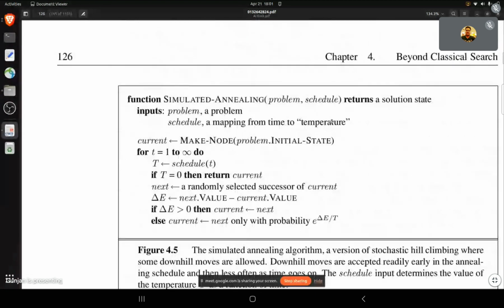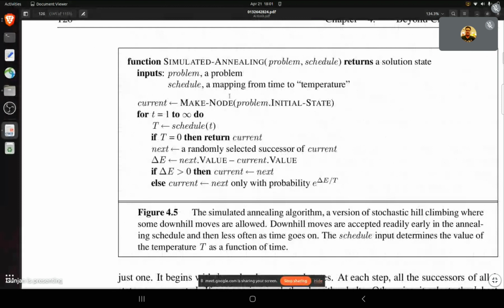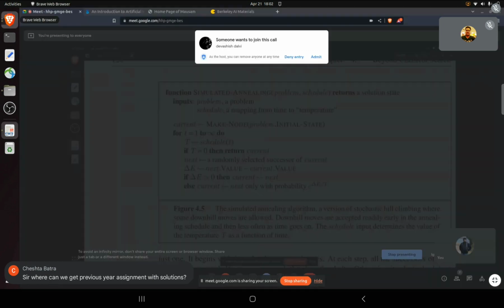In simulated annealing, you make note of this: for t equals 1 to infinity, you pick the temperature. If T equals 0, then return current. Next is a randomly selected successor of current. Delta E is next.value minus current.value. I actually have the old edition, I believe. In the new edition, the next.value and current.value are swapped. And you have the return if delta E is less than 0.